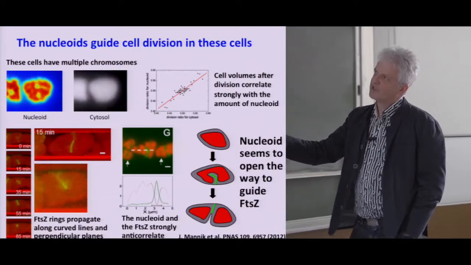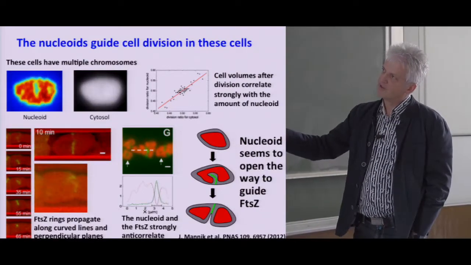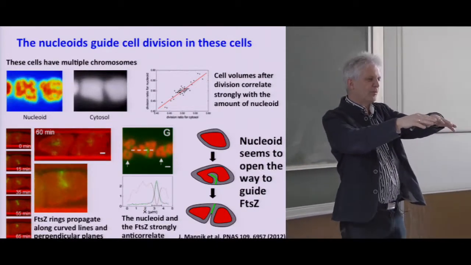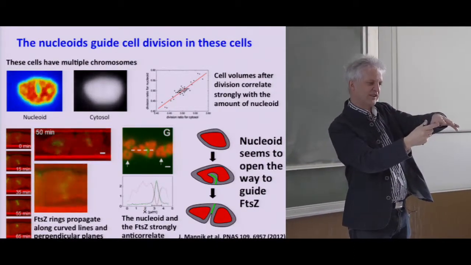We could do anticorrelations of this nucleoid, in red, and the Z-ring, actually the Z-arc. So the picture that emerges is that the nucleoid opens up gaps, and that's where the cell division machinery is then assembled.